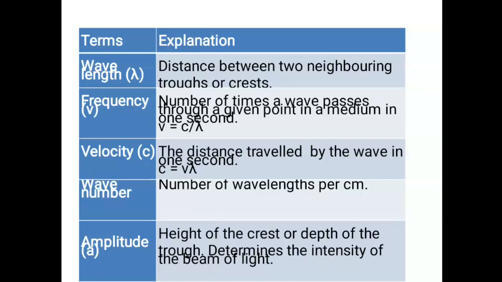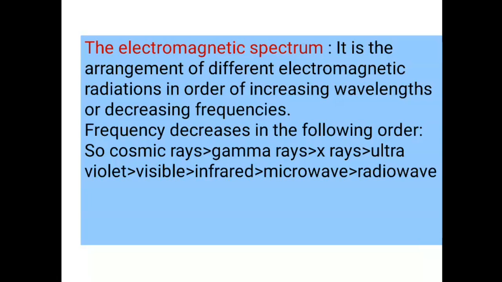So what is the relation between wavelength, frequency and wave number? That is c is equal to lambda into nu. We know that lambda is 1 upon nu bar. So nu is equal to c nu bar. Now coming to electromagnetic spectrum. So what is electromagnetic spectrum? It is the arrangement of different electromagnetic radiations in order of increasing wavelength or decreasing frequencies.